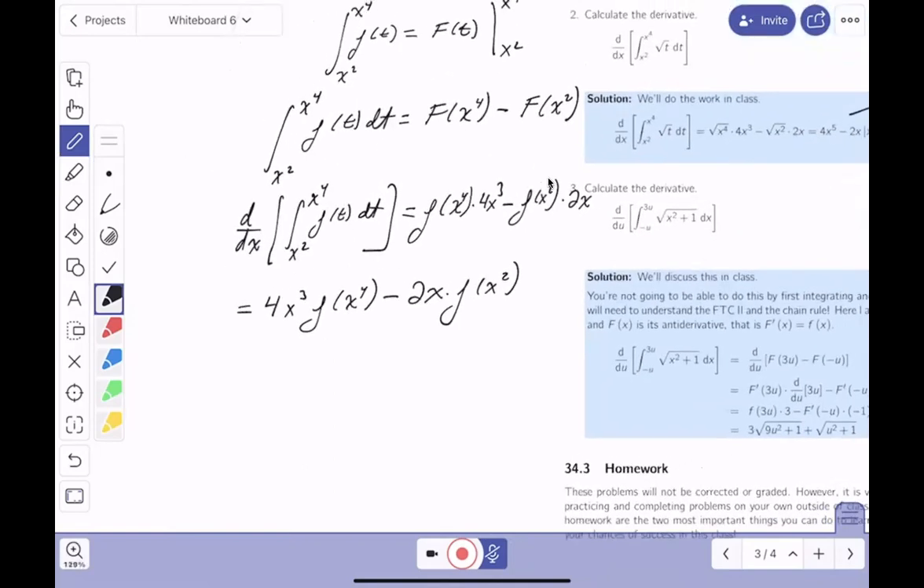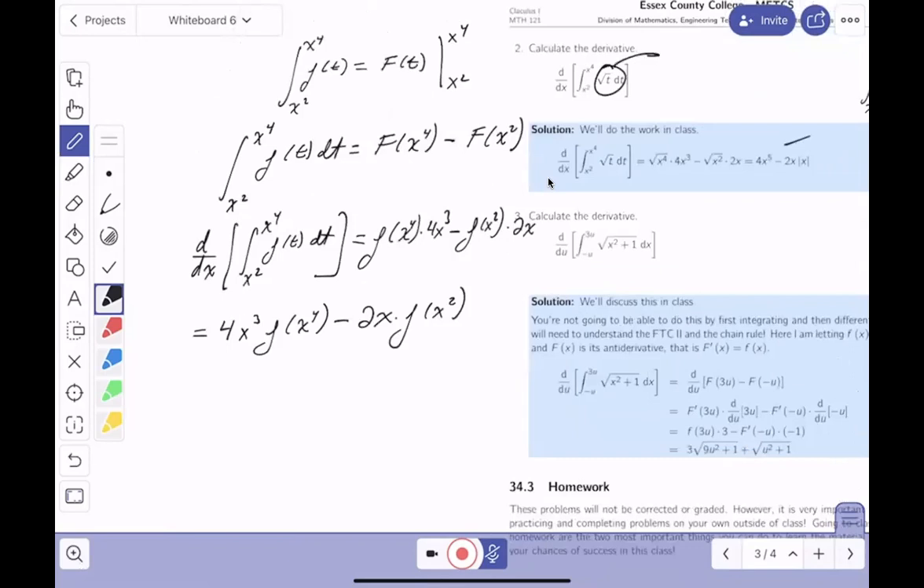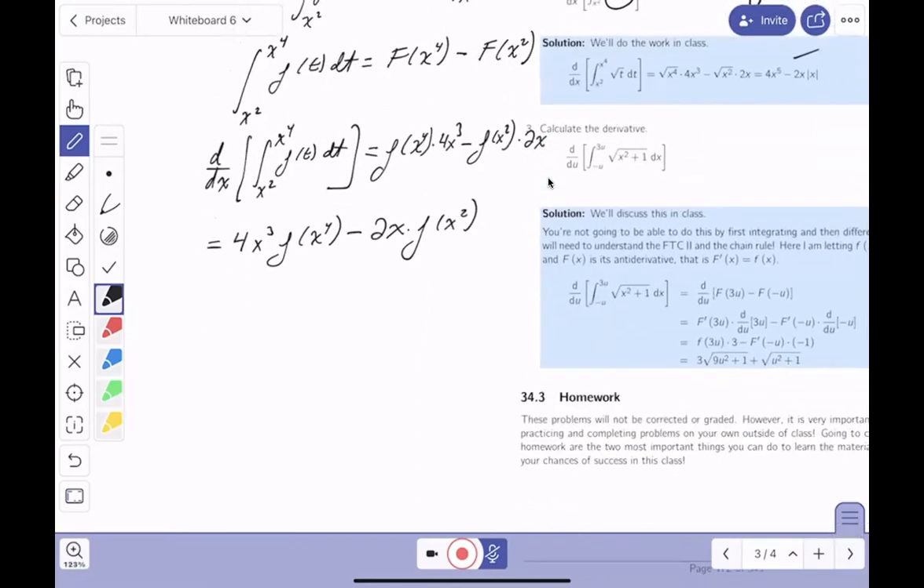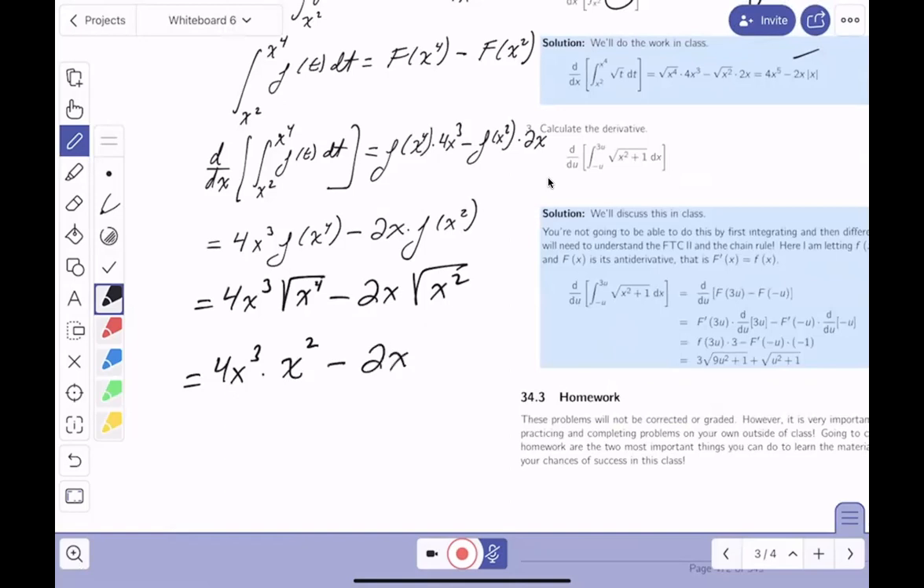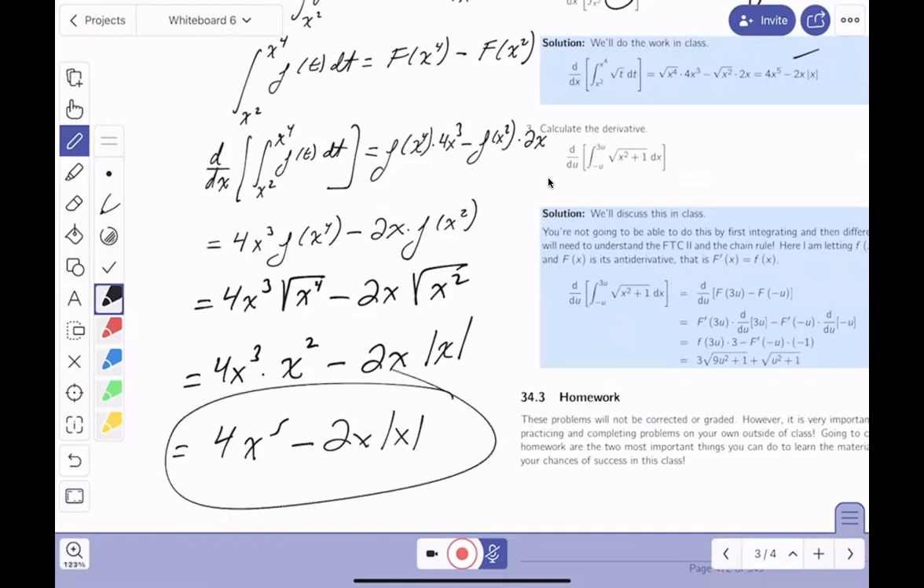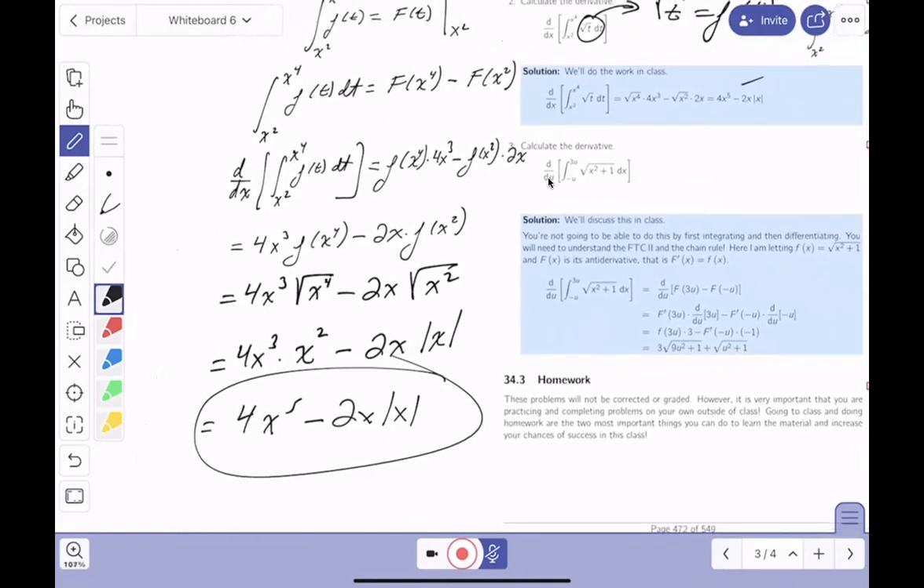Well, you know what? This is related to what we just did over here. What's the f? It's the root of t. So this is the f of t. Let's write that down now. So what do you get? 4x cubed, the root of x^4, we'll simplify it later, minus 2x, the root of x squared. The root of x^4 is just x squared, minus 2x. Well, the root of x squared, again, you learned this in Math 119, is the absolute value of x. So what do you have here? 4x^5 minus 2x absolute value of x. Let's take a look at the answer key, see how we did. And I'm seeing it again, same thing.